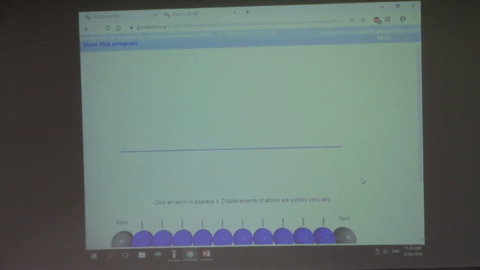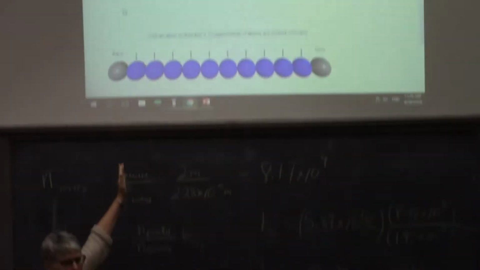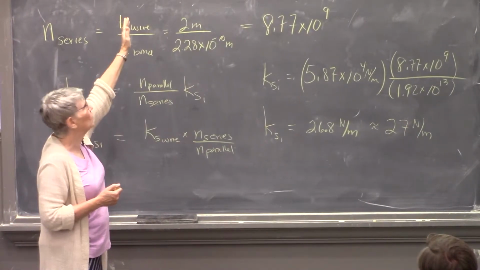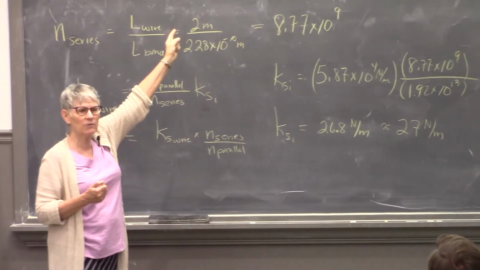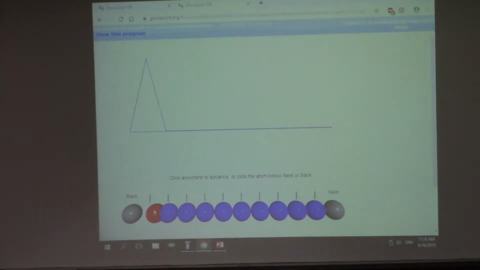Now, a nice way to see this a little more visually is if we graph the displacement of an atom from its equilibrium position. Right now everybody's sitting at their equilibrium position, nobody's displaced. We've decided the displacement to the right is a positive x displacement, and that's the only one that's moved.